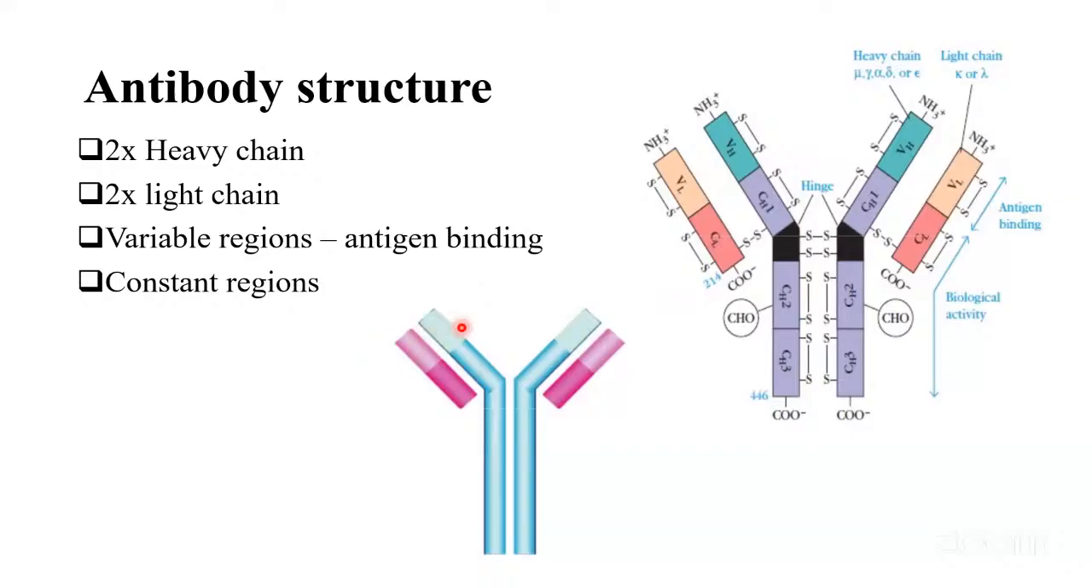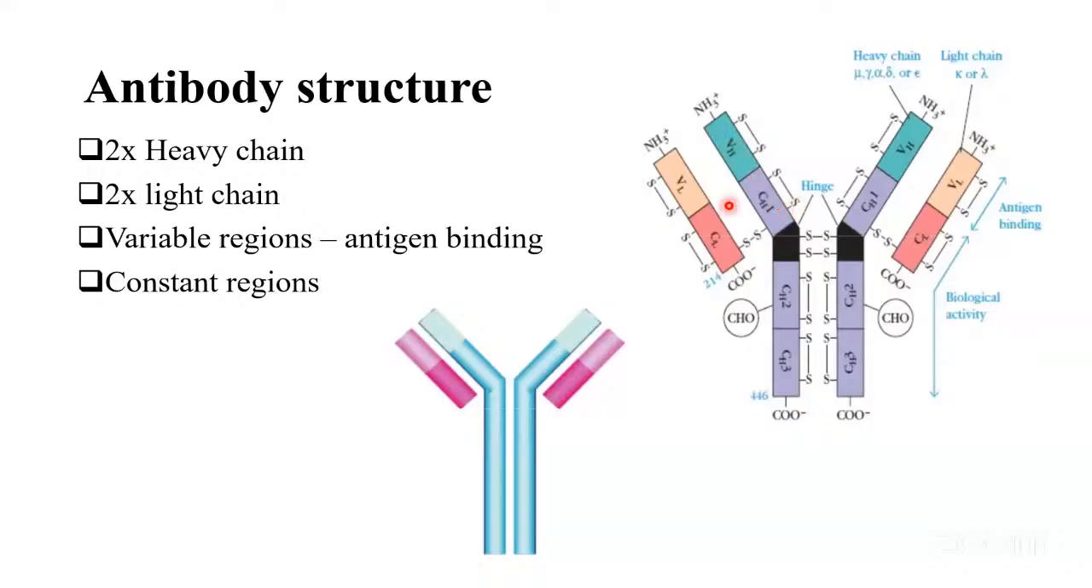And these regions are variable because they are very versatile, since they attach to antigens, and antigens are different every now and then. So the immunoglobulins are in such a way that they are very flexible. They can bind to a variety of antigens because of the variable region, which is at the tip of the antibody.